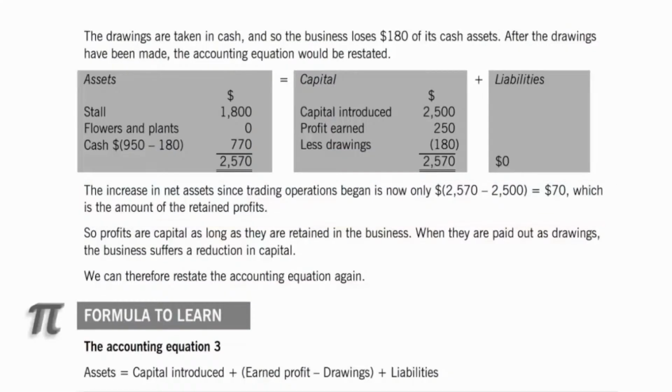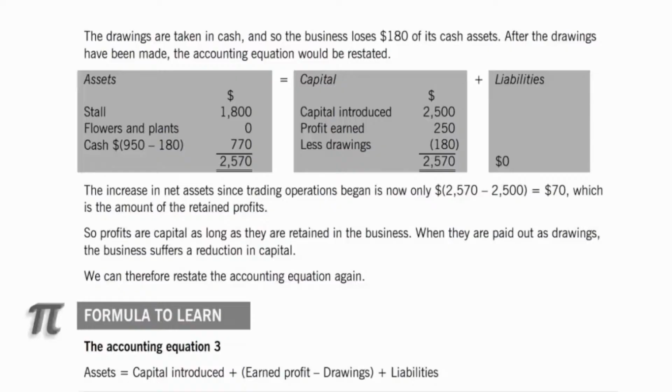Key points to remember. 1. Drawings reduce cash but not profit. When an owner takes money out of the business for personal use, it reduces the cash or other assets of the business, but it does not reduce the business's profit. Profit is still based on what the business earned, not on what the owner took out. 2. Drawings reduce capital or net assets.